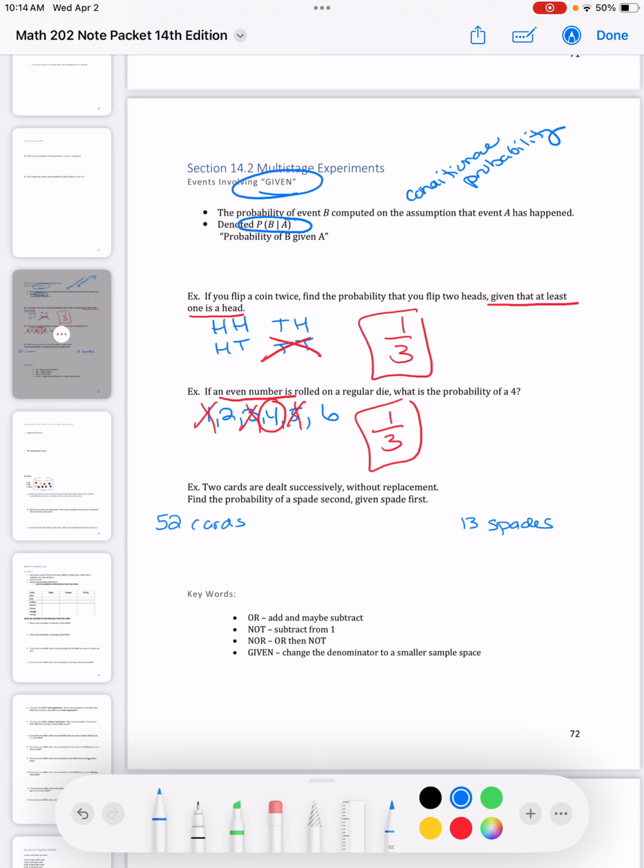on the first card. So there are 52 cards, and we know we've pulled out a first card. So now there are only 51 cards, and we know that first card was a spade. So that means that since I've pulled out a spade, there are only 12 spades left. So this is going to give me 12 out of 51. And 12 out of 51 is going to reduce down to 4/17.